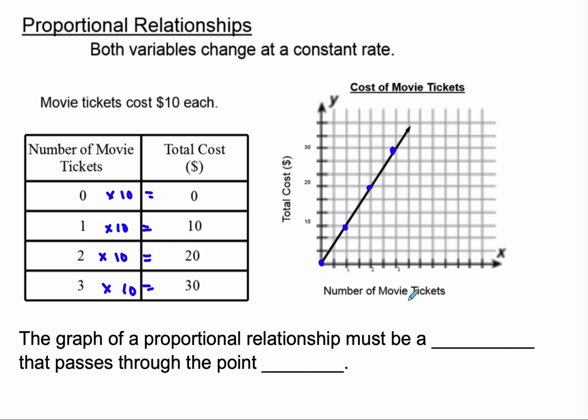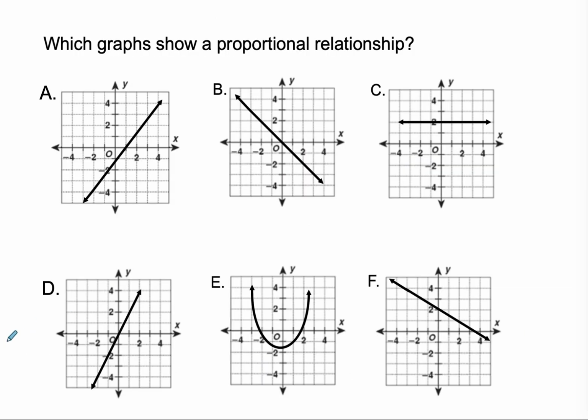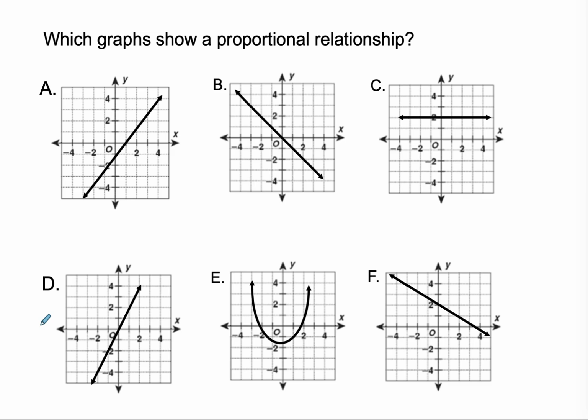The graph of a proportional relationship must be a straight line that passes through the point 0, 0. So those are the two things we're looking for today when we're looking for proportional relationships. Straight line through the point 0, 0. All right, so here, which graphs show a proportional relationship? Go ahead and pause the video and write down what you think.